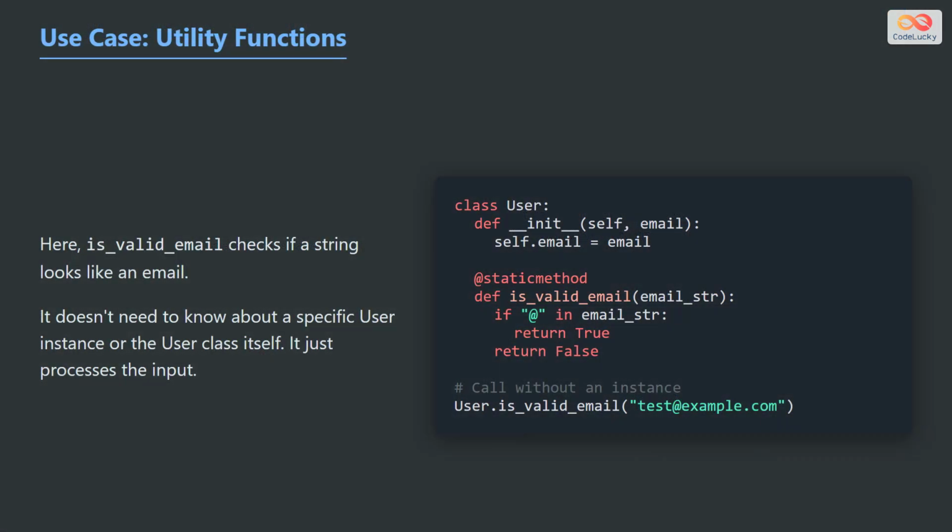When should you use it? Think of utility functions. Here is an example where we need to validate an email address. This logic doesn't depend on any specific user, and it doesn't need to change the class itself. It just takes an input and returns a result, so it is a perfect candidate for a static method.